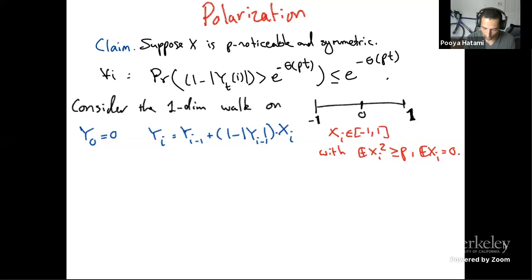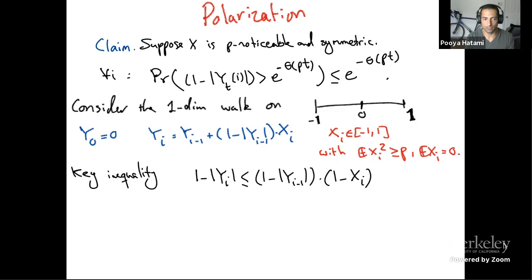The key inequality in proving this polarization is that this walk always satisfies this inequality. It shows that the distance at step i from the boundary is always bounded by the distance at step i minus one multiplied by one minus xi. No matter what the outcome of xi is, this is going to be true for this particular random walk. I'm not going to tell you why. You have to look at a case study depending on where the previous step is, and make sure that this works.